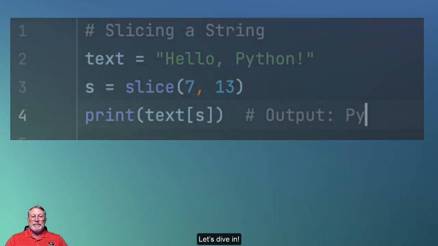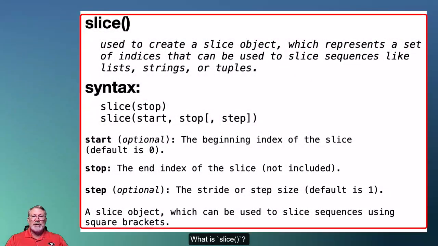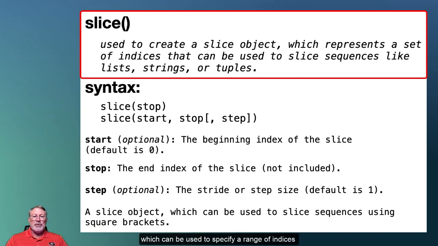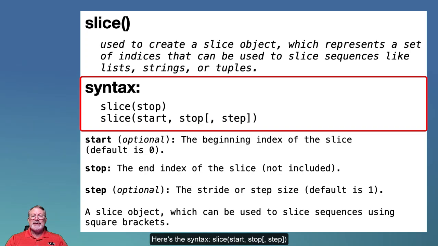Let's dive in. What is the slice function? It's a built-in Python function that creates a slice object, which can be used to specify a range of indices for sequences like lists, tuples, and strings. Here's the syntax. Slice with the arguments start and stop, and the optional argument step.